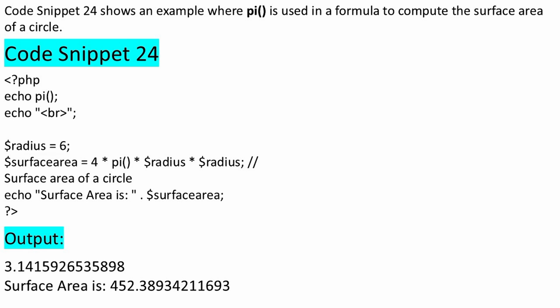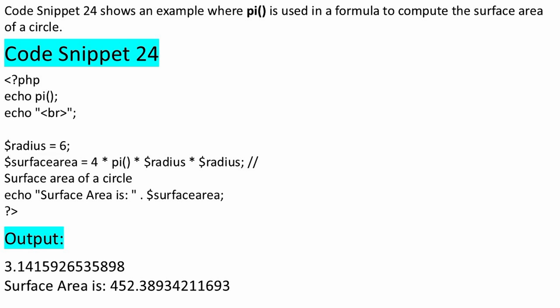In code snippet 24, we have a simple PHP program that uses the pi function to calculate the surface area of a circle. Let's break it down step by step. The script begins with the PHP opening tag, and then it prints the value of pi using echo pi(). This displays the value 3.1415926535898 on the screen, the well-known mathematical constant pi. After that, a line break is added using echo "<br>" so that the next output appears on a new line.